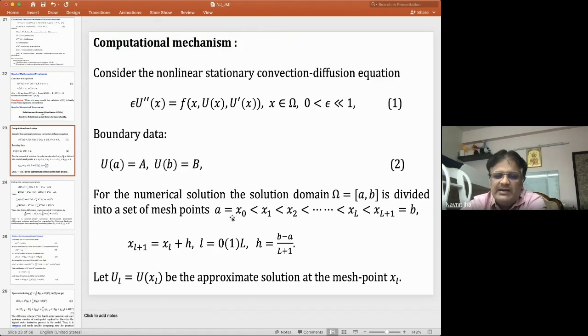All are equally spaced. So the next node x(l+1) is basically xl plus h, and h is (b minus a) by (l plus 1). We shall denote u subscript l, which is equal to u at xl, as the approximate solution value at the mesh point xl.